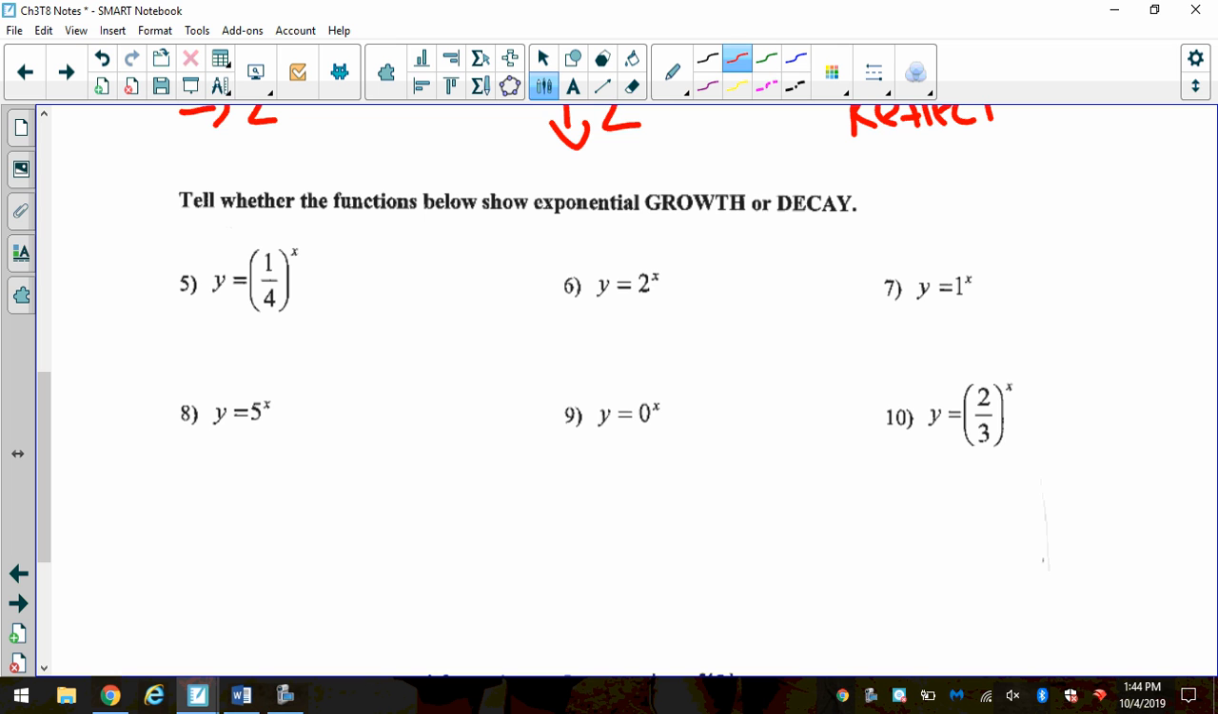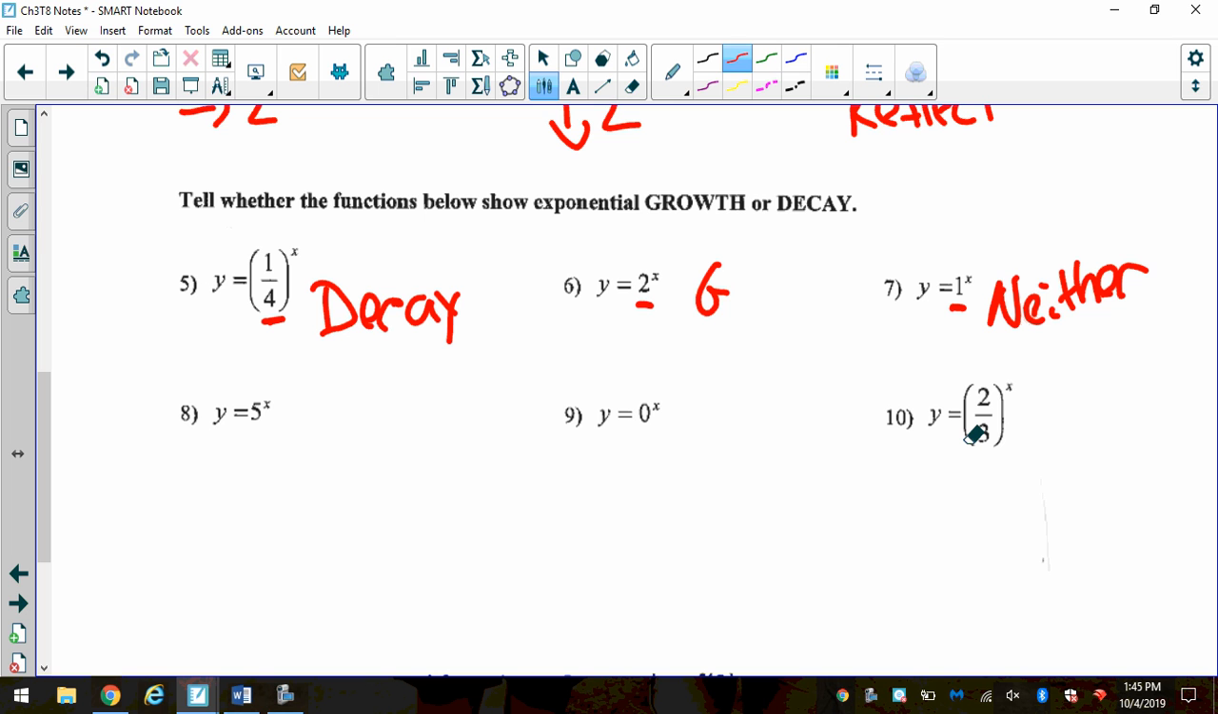Now, if you want to be able to tell if these are growth or decay, you might want to take a second and plug them into Desmos, or you can look at the number that has the x in front of it, and that will tell us if it's a growth or decay. So 1/4 to the x, that's going to be a decay. 2 makes it a growth. A 1 to the x. The rule is all about 1, so this is neither here. This was a trick for you guys.